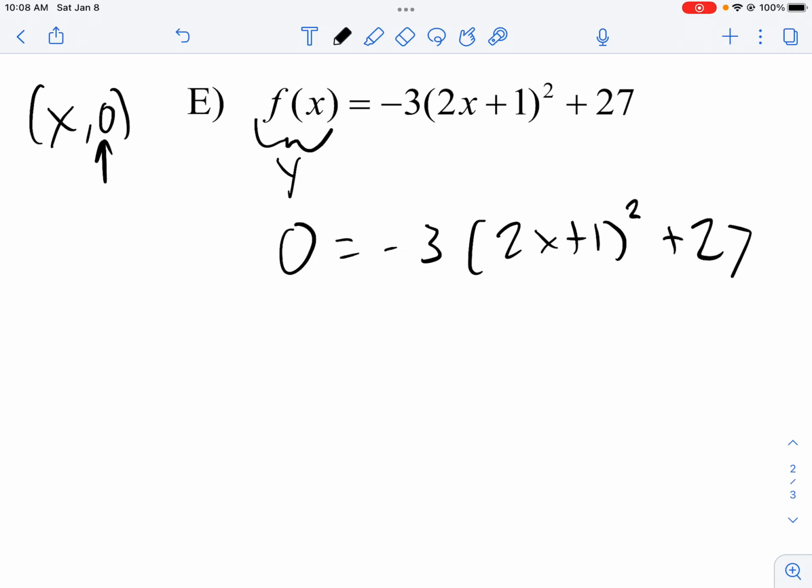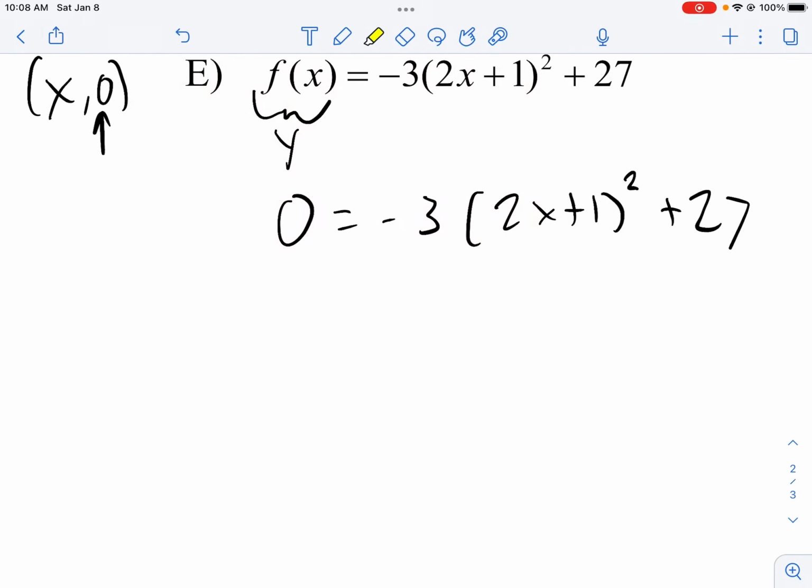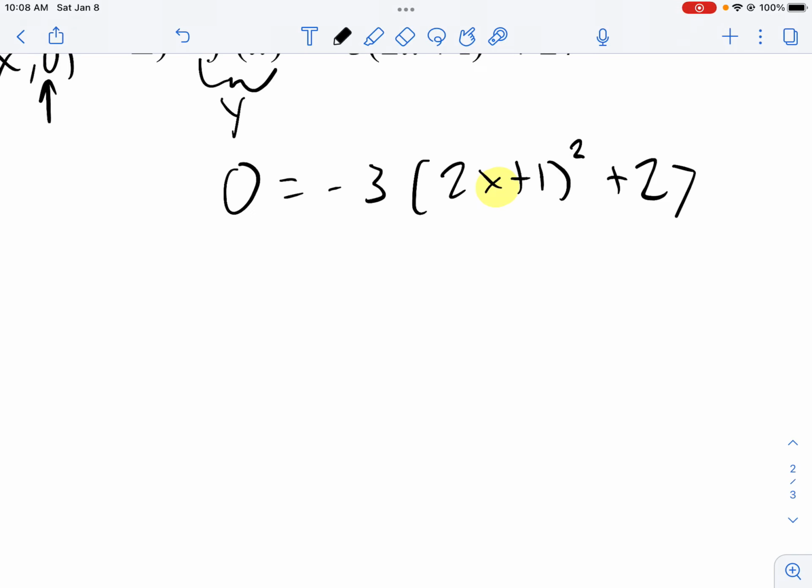And then we just solve for x, right? This is just another reminder. First thing we look for is how many variables do you have? Right here we only have one. There's only one x in the whole thing. That tells us solve by square root.